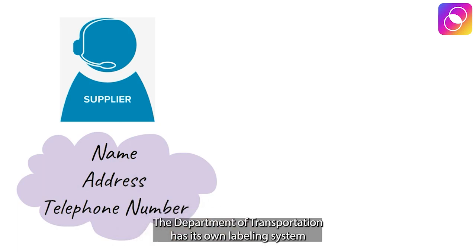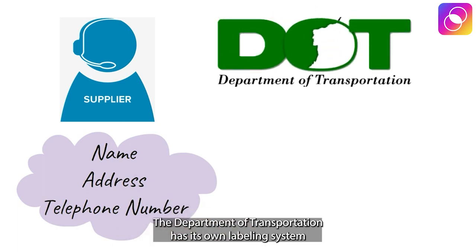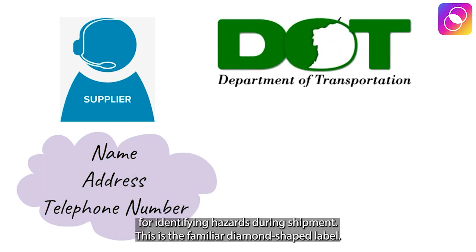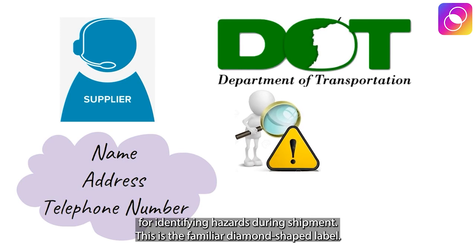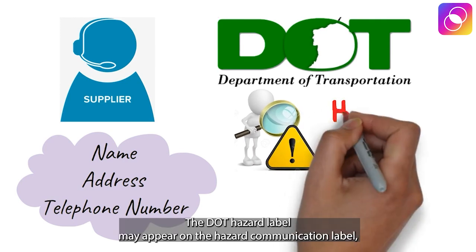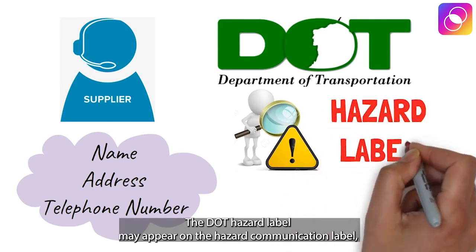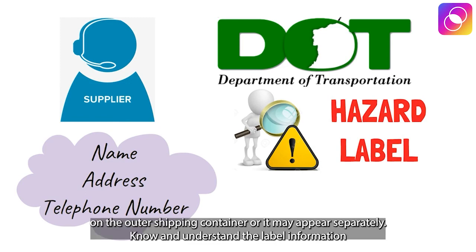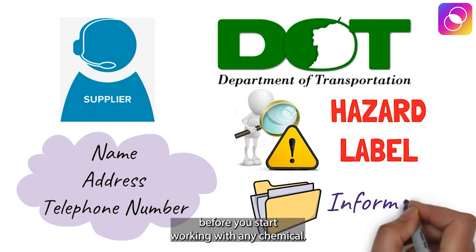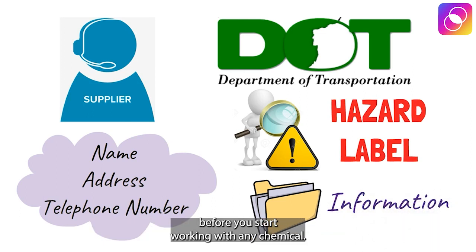The Department of Transportation has its own labeling system for identifying hazards during shipment. This is the familiar diamond-shaped label. The DOT hazard label may appear on the hazard communication label on the outer shipping container, or it may appear separately. Know and understand the label information before you start working with any chemical.